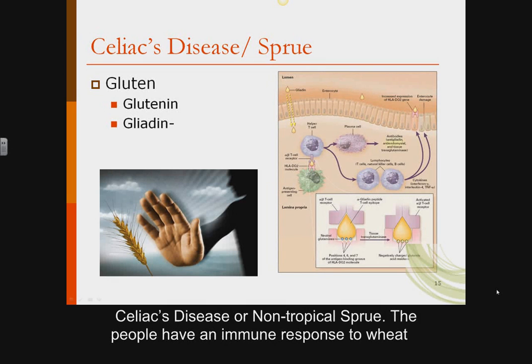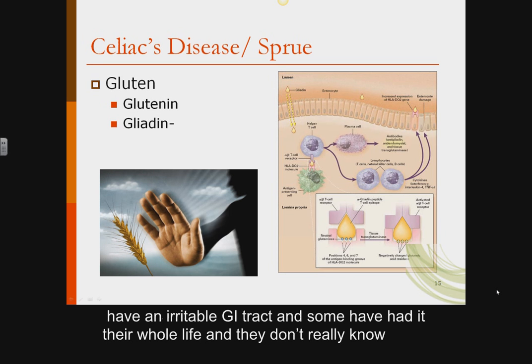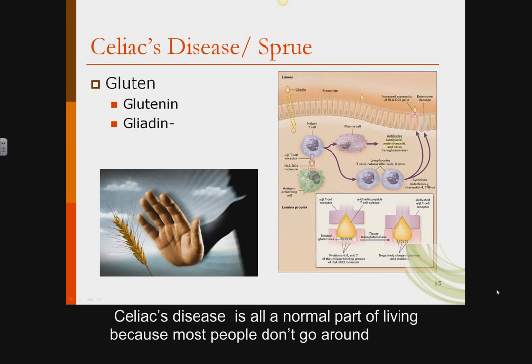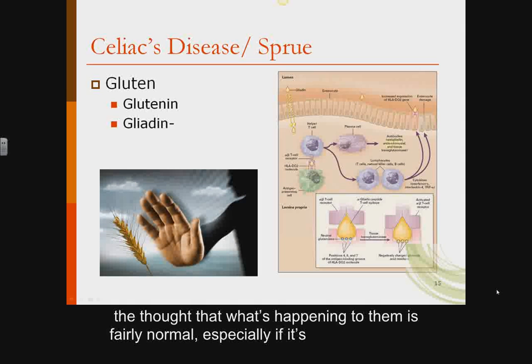In fact, they're finding people with more and more of this, and it's called, like I said, celiac disease or non-tropical sprue. The people have an immune response to wheat, and they're finding that this is not as uncommon as people thought, because a lot of people have an irritable GI tract, and some have had it their whole life and really don't know any different, right? These people think the low-volume diarrhea associated with celiac disease is all a normal part of living because most people don't go around talking about their bowel movements and habits.